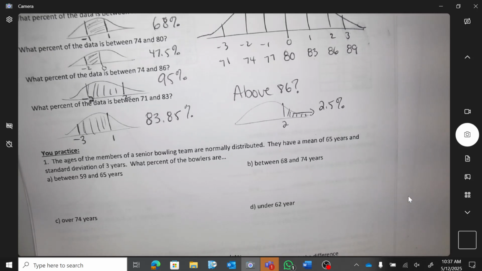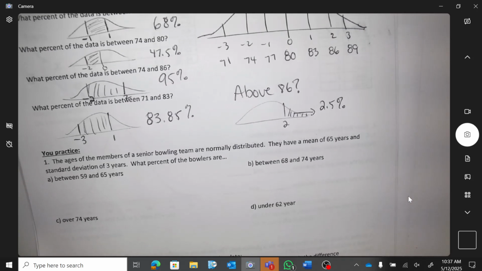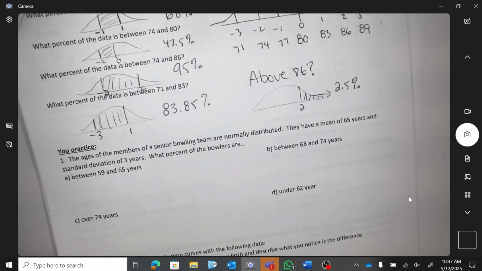Because I could ask you what's above and beyond, or I could also say below or between. Those are the questions that could come out of that.